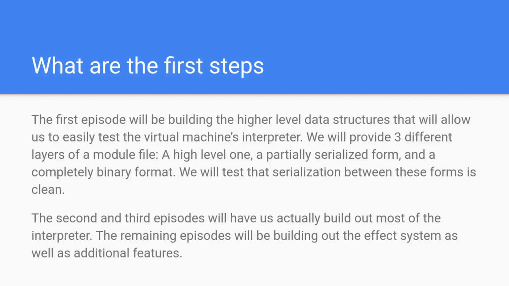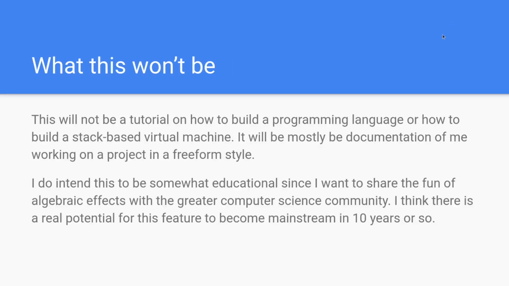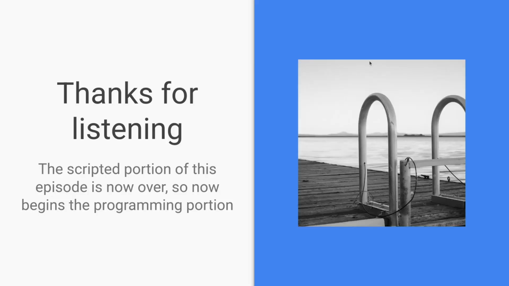In later episodes, we'll actually build out most of the interpreter. The remaining episodes will be building out the effect system as well as additional features. What this won't be: this will not be a tutorial on how to build a programming language or how to build a stack-based virtual machine. It'll mostly be documentation of me working on a project in a freeform style. I do intend this to be somewhat educational since I want to share the fun of algebraic effects with the greater computer science community. I think there is real potential for this feature to become mainstream in 10 years or so. Thanks for listening to this portion.